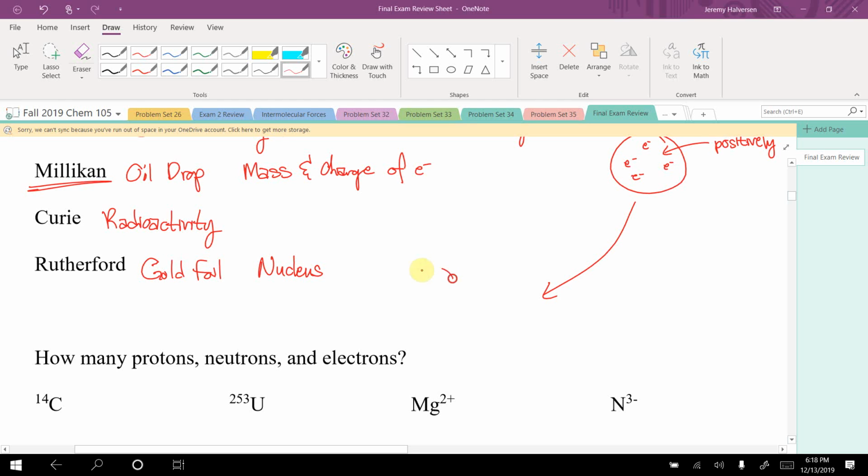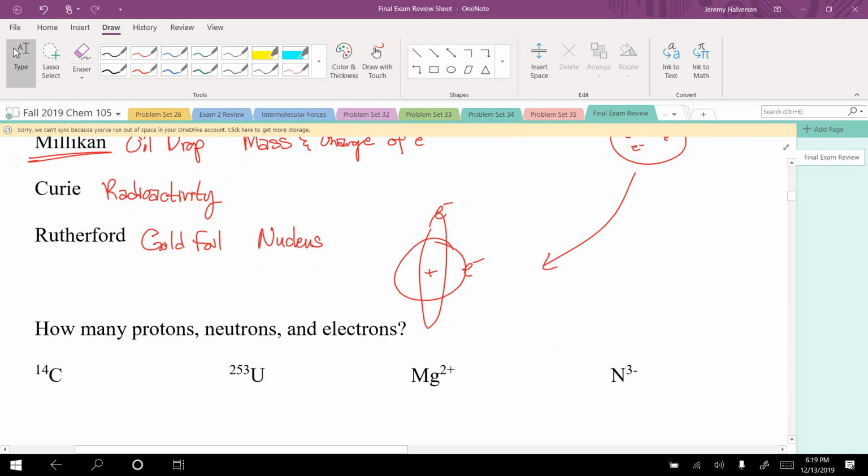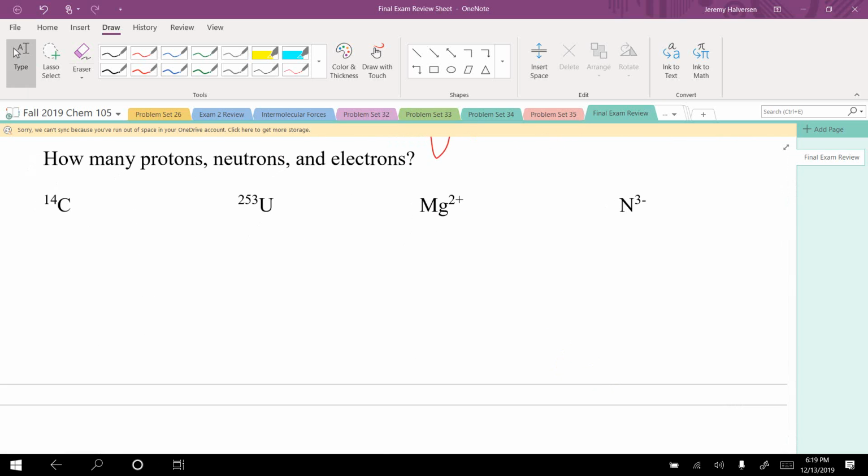that led to the Jimmy Neutron model. Okay, where I've got a nucleus, and I've got electrons flying around it, right? But most of it's empty space. Cool. We good? We good. Okay. Do this real quick. How many protons, neutrons, and electrons?